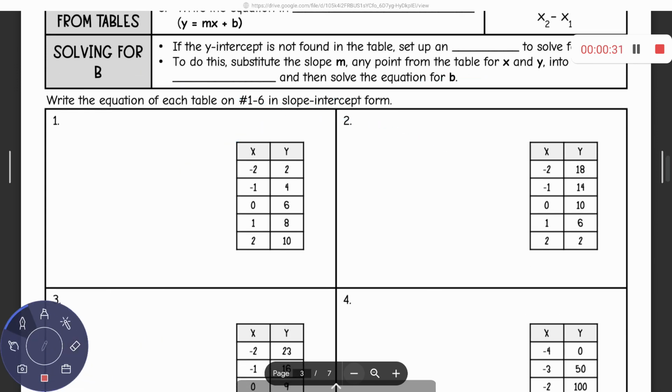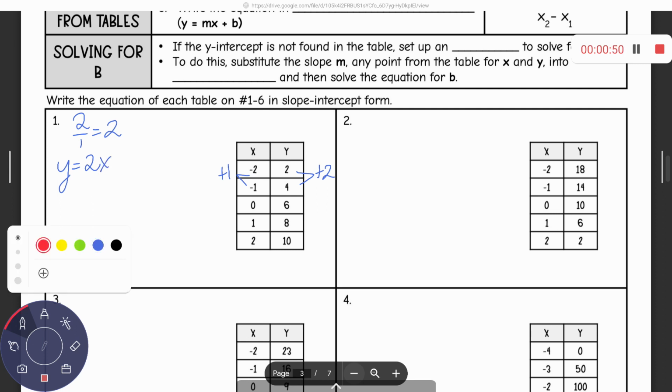And so we're going to find the change of y over change of x. The change of y here is plus 2, and the change of x here is plus 1. So that means you get 2 over 1, which is 2. So the start of my equation is y equals 2x.